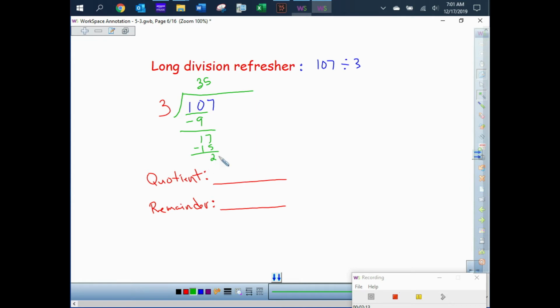So what this dude here was called was the remainder. So the guy up here, the 35, that's called the quotient, and you get a remainder of 2. Well, what we'd really call that is 35 and 2/3, because since we were dividing by 3 in this case, it's like you always put your remainder over what you were dividing by. So that's a little bit of a refresher of how to do long division.